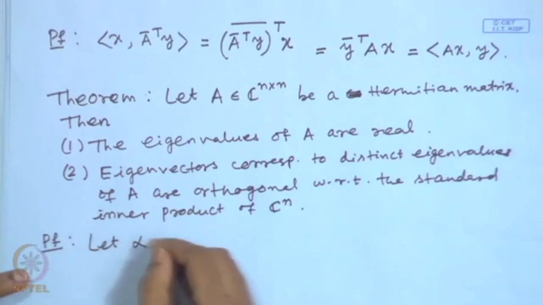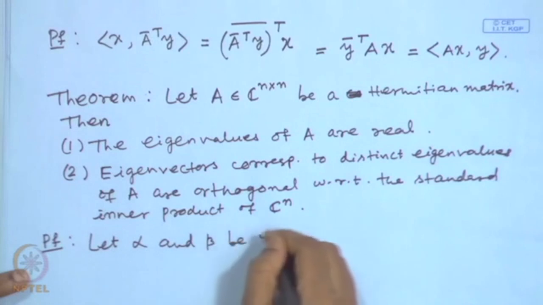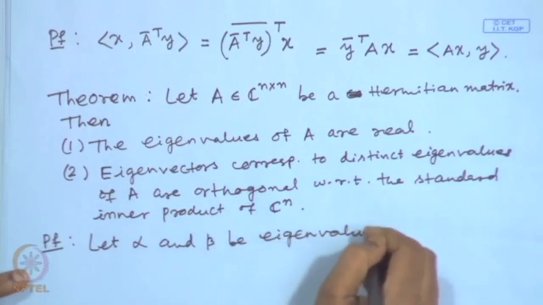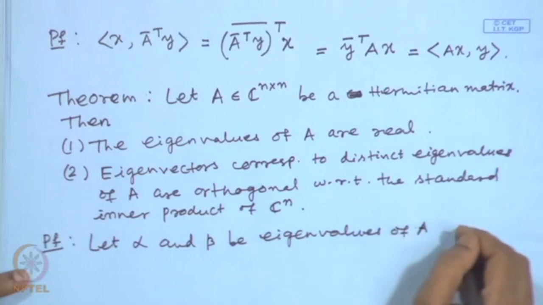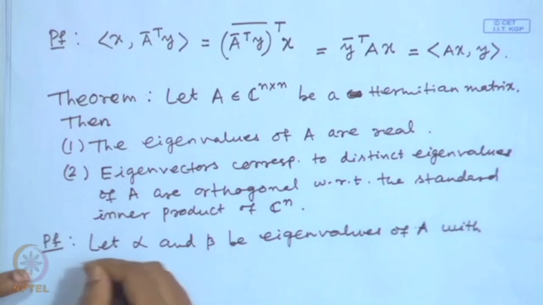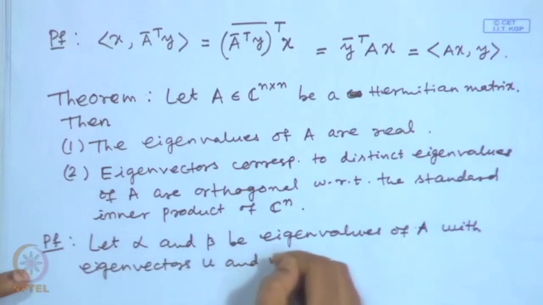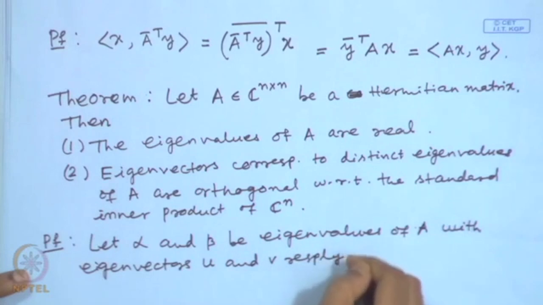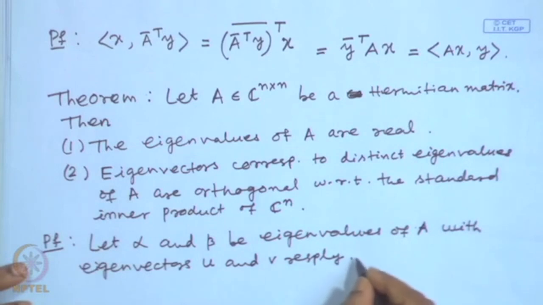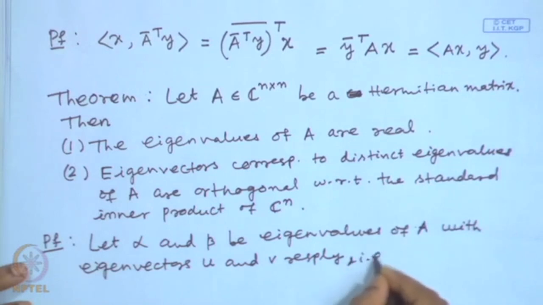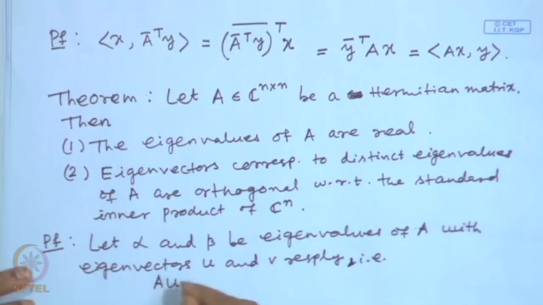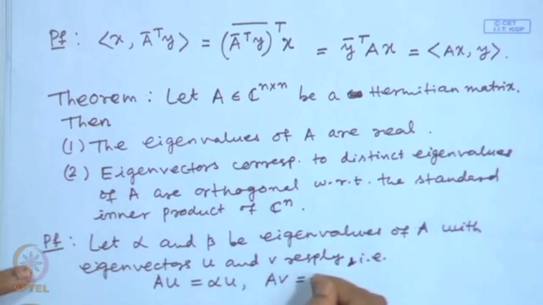So, to prove this, we consider eigenvalues. Let alpha and beta be eigenvalues of A with eigenvectors u and v respectively. So, then next we consider this inner product. Of course, this means that A times u is equal to alpha u, and A times v will be equal to beta v.